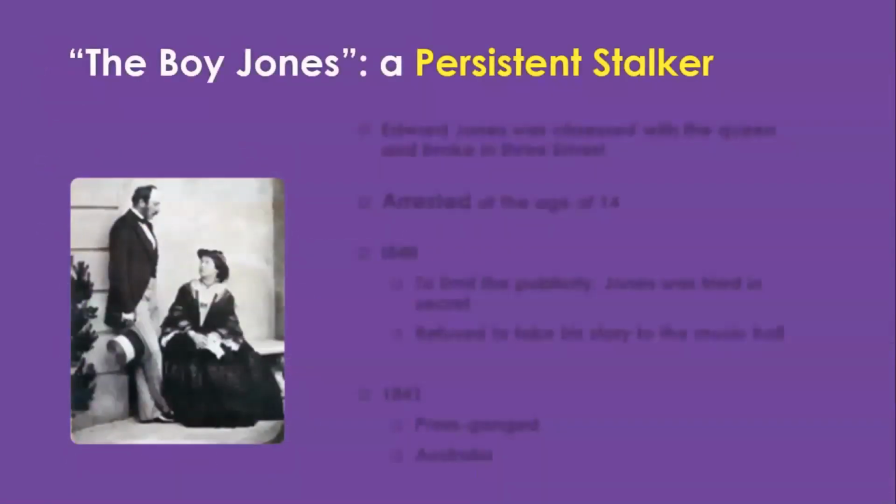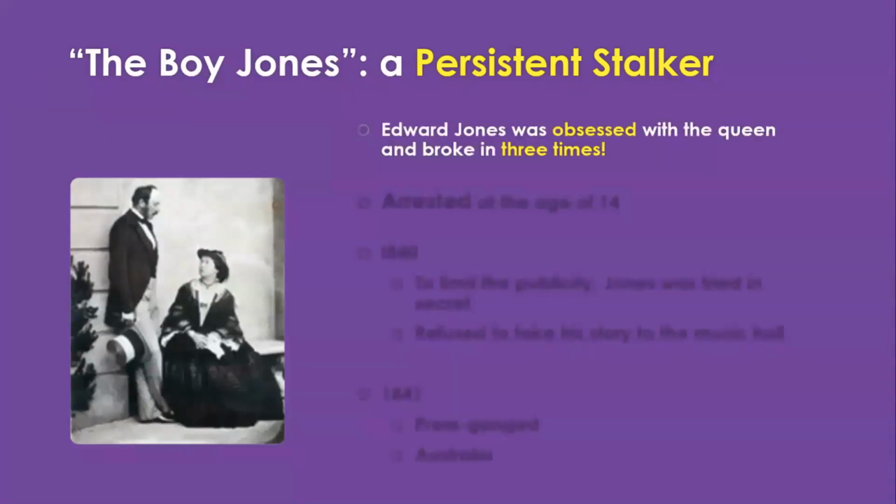So I just want to get into a little side story. When doing all this research about Victoria, I came across this guy, he was called the Boy Jones, and he was a stalker, essentially. He stalked Victoria.